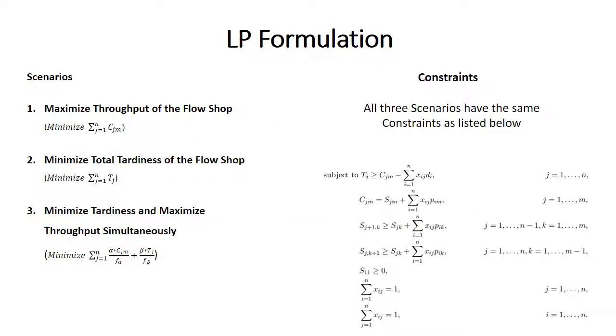Here is the linear programming formulation of my problem. We have three scenarios here. The first scenario is to maximize the throughput of the flowshop. The second scenario is to minimize the total tardiness of the flowshop. And the third scenario is to minimize tardiness and maximize throughput simultaneously. For all three of these scenarios, they have the same constraints, and the constraints are listed below on the right-hand side.